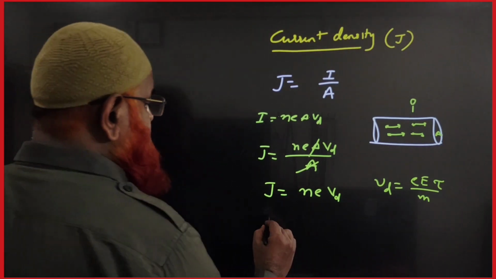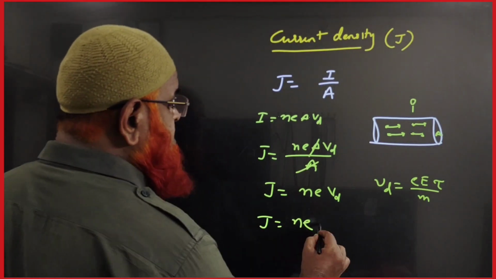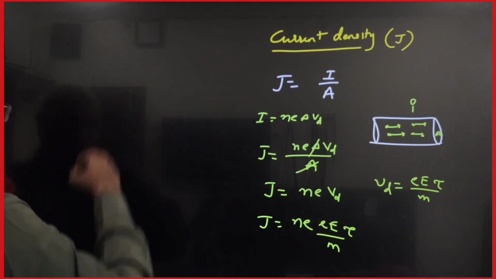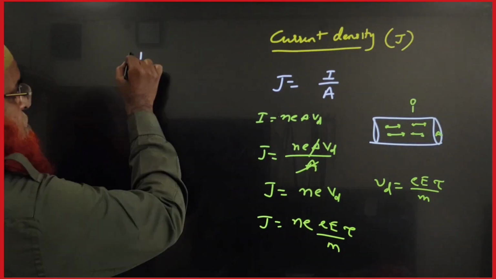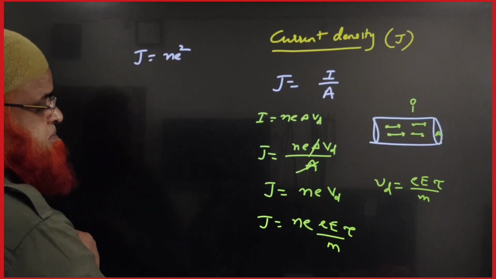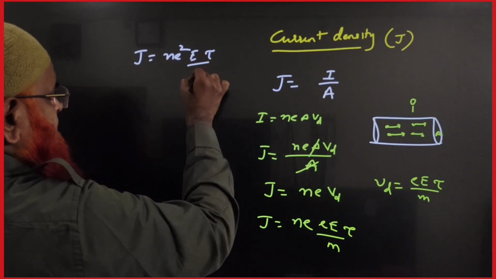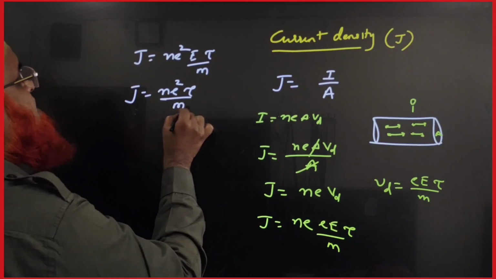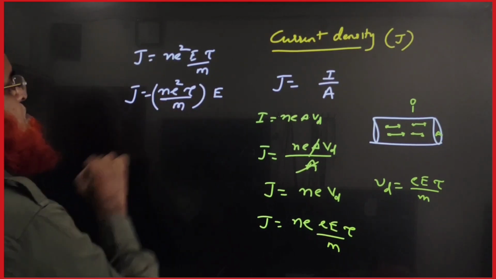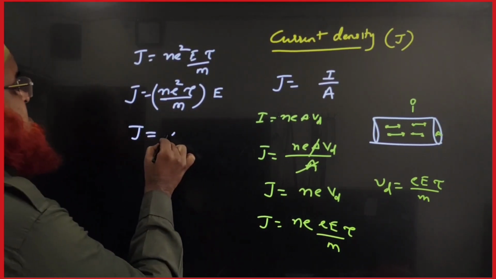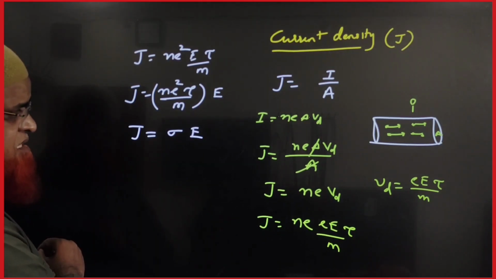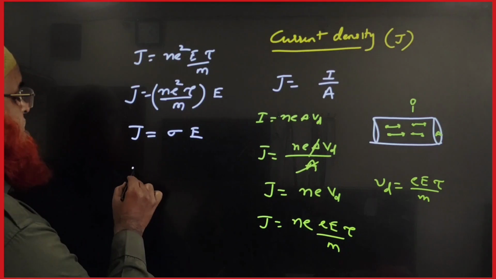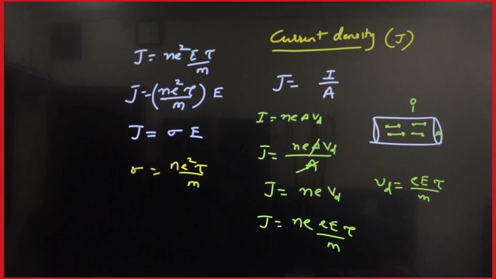Understood? So if you substitute this, how much are you getting? neVd means ne into eEτ divided by m. Therefore finally you are getting the formula for J. So J = ne²τ/m into E. Understood? And you should also know that current density is nothing but σE. Why σE? Because you should know that the value of sigma is ne²τ/m.